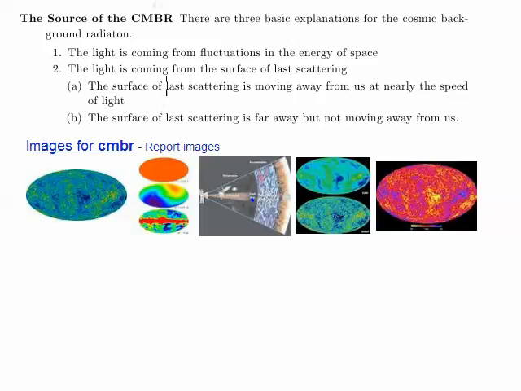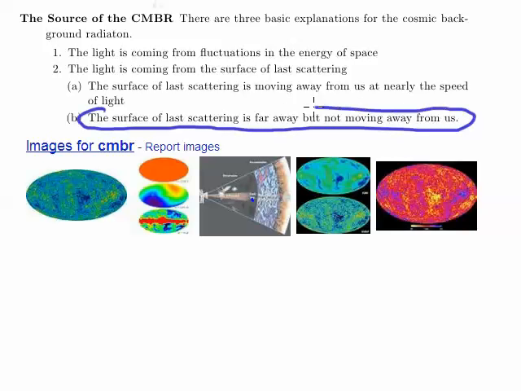Okay. And then there's two other explanations. Both of them come from the idea that the light is coming from the surface of last scattering. And what I'd like to do is try to distinguish between these two different ideas. One of them says that the surface of last scattering is moving away from us at nearly the speed of light. And the other one is saying that the surface of last scattering is far away but not moving away from us. Now, this is the more common explanation. This is what the standard cosmological model says.